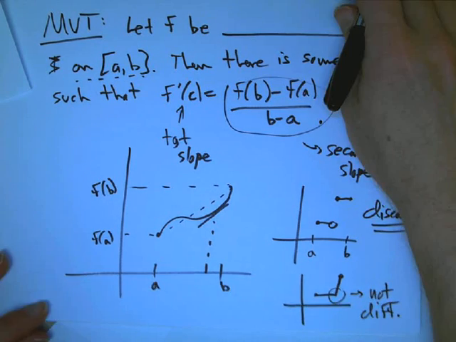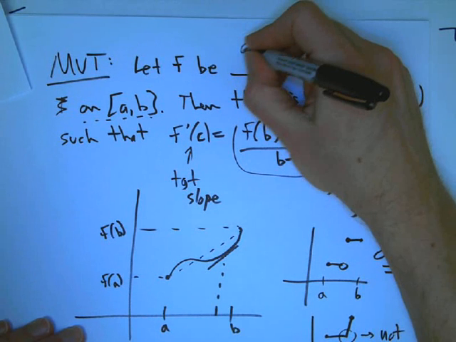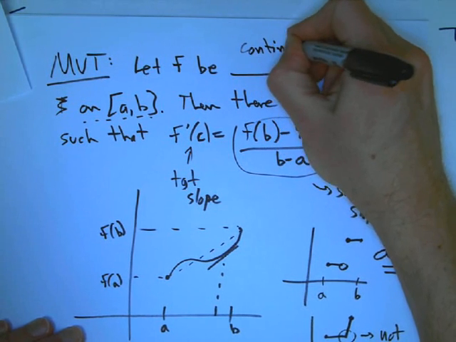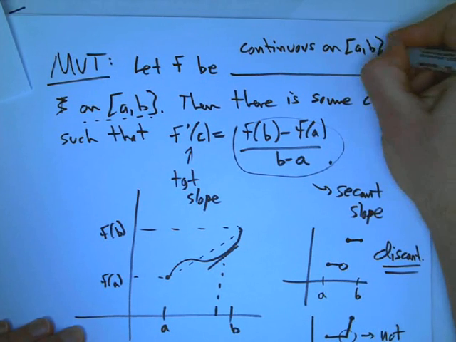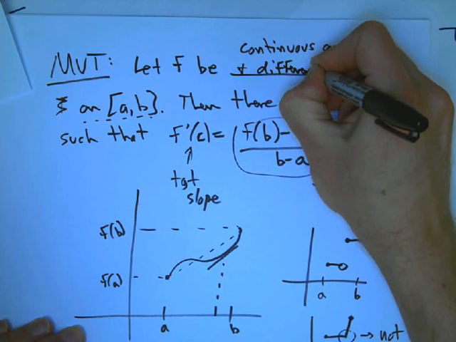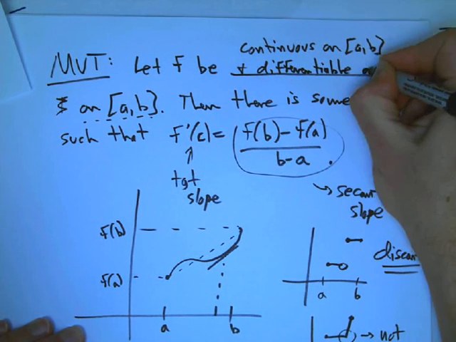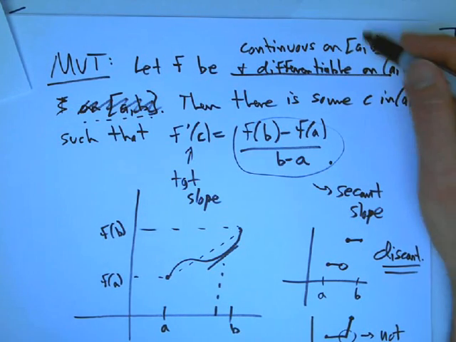Okay. So the complete version of MVT is: let f be continuous, exactly the same as Rolle's theorem, on the whole interval, no teleporting ever, and differentiable. And it turns out, to get the strongest version of the theorem, you don't actually need to check the differentiability right on the endpoints.